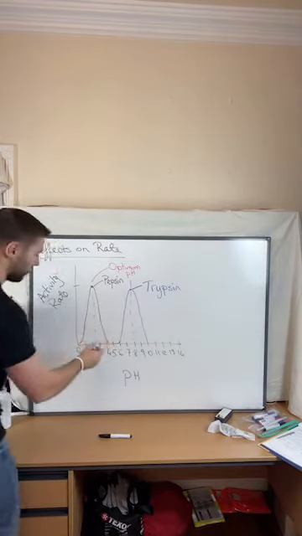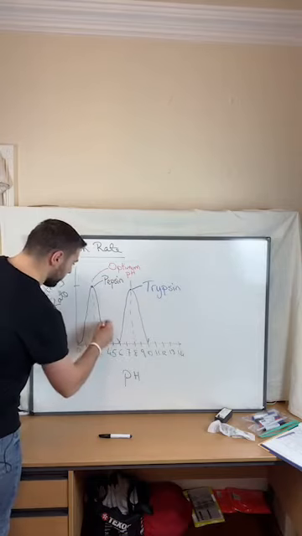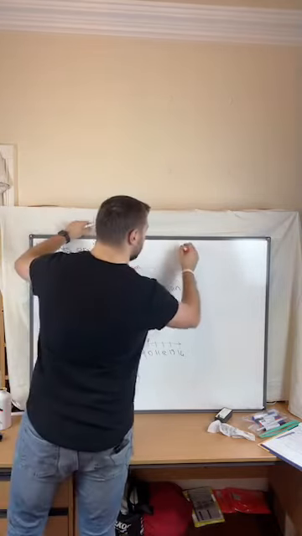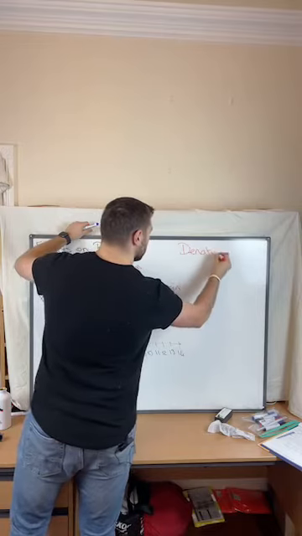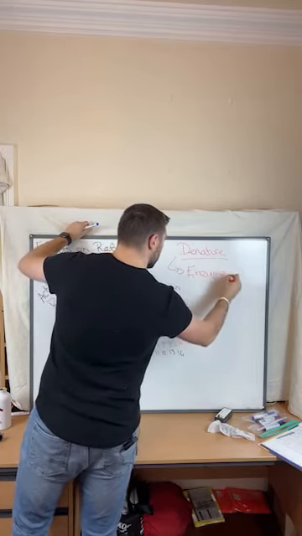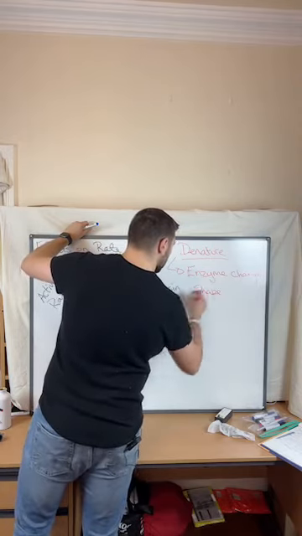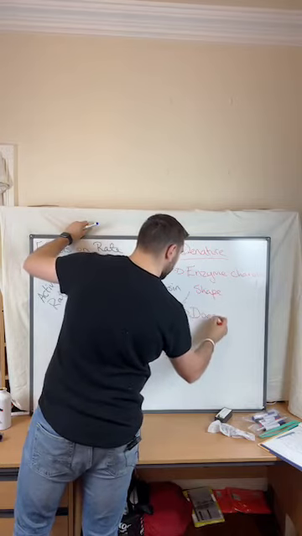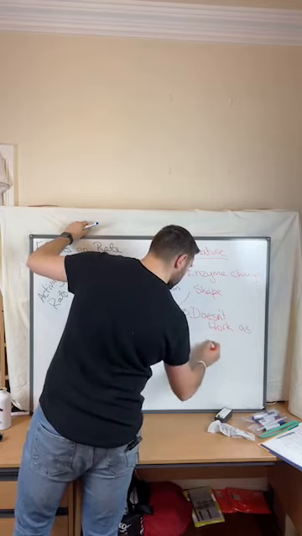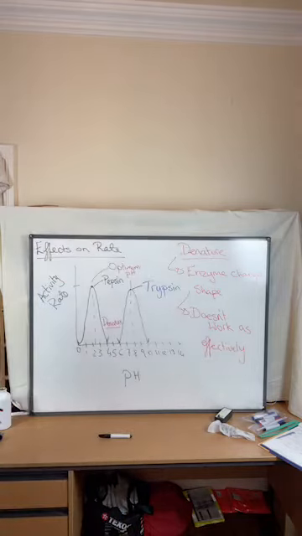Anywhere outside of that point, particularly here, there, here, here, and here, this is where the enzyme starts to denature. If something denatures, the enzyme stops working, it changes shape, and doesn't work as effectively anymore. So that's how it works when we look at pH.